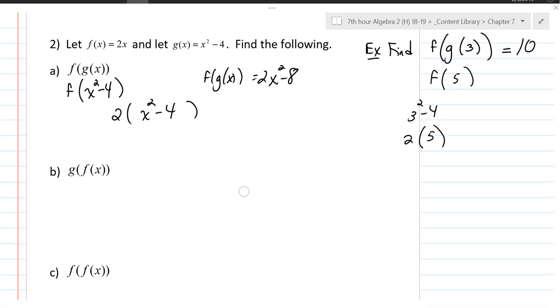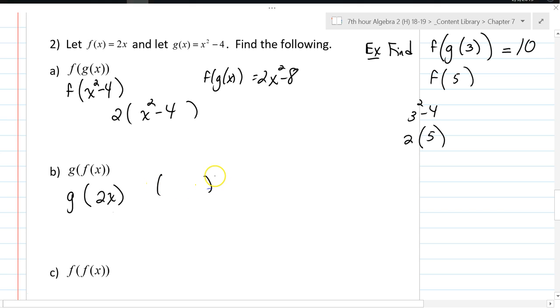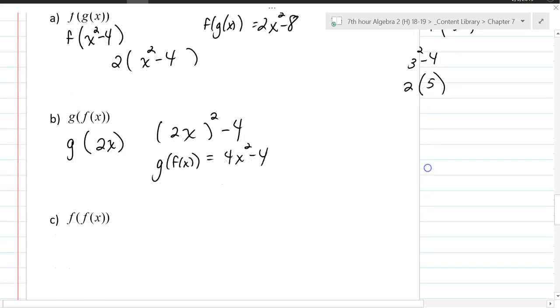Okay, so now I'm going to find g of f of x. So I'm going to do it backwards. Instead of finding f of g of x, I'm going to find g of f of x. So I want g of, and I'm going to write what the inner function is. The inner function is 2x. So I want g of 2x, which means I'm going to rewrite the g function. So I'm going to write x squared minus 4, but instead of an x, I'm going to replace it with 2x. So if we simplify a little bit, we get g of f of x is 4x squared minus 4.